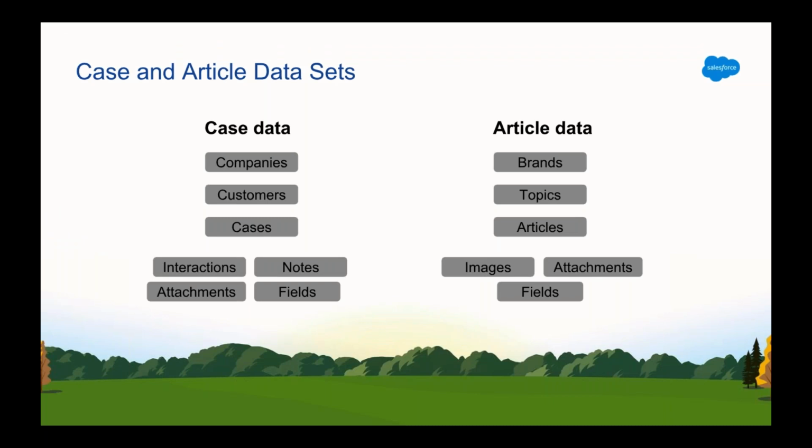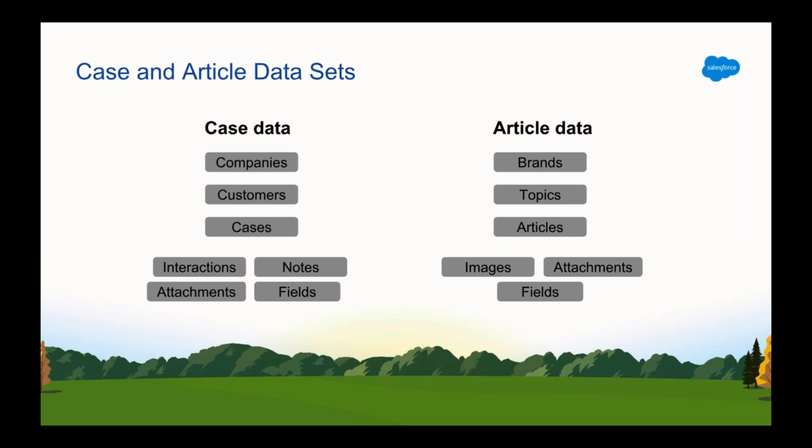So to further define these, we have two paths here: case data and article data. On the left is the case data section. It covers all those things I just talked about: companies, customers, and cases. Sometimes I'll say case data, and it doesn't mean just the actual cases. It means everything that goes along with that, including accounts and contacts and all the attachments and interactions and everything.